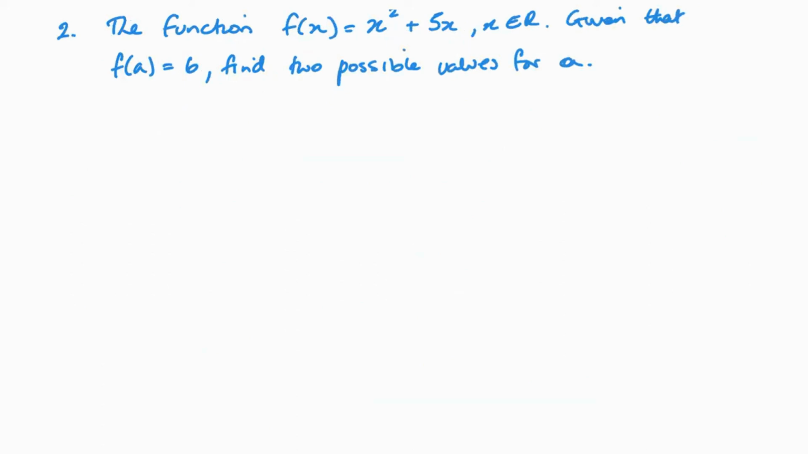So in this one now, f of a equals 6, so f of a equals a squared plus 5a, and that equals 6. We substitute a in because that's what's here, and then it has to equal 6. So this gives me a squared plus 5a minus 6 equals 0.